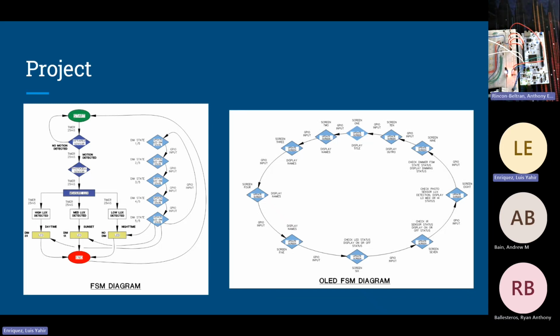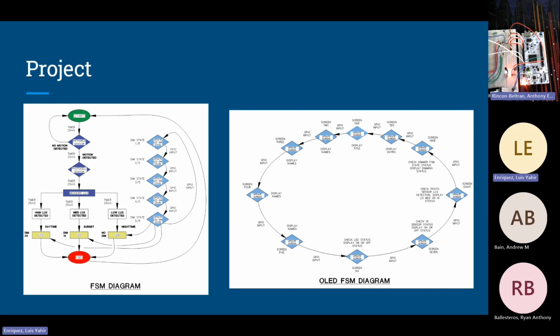So this is our finite state machine for our project. On the left is the one that's being used for the entirety of the project, including our two sensors and then our dimming. On the right side, we have the FSM diagram that we created for the OLED screens. To have multiple displays showing different information, we created a state for each of them, and then with a GPIO input, switch from screen to screen in order to update them or scroll through them.